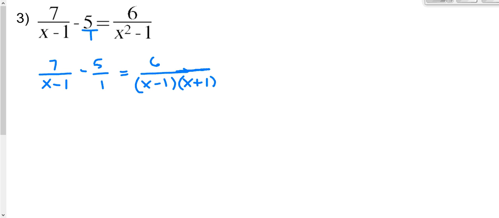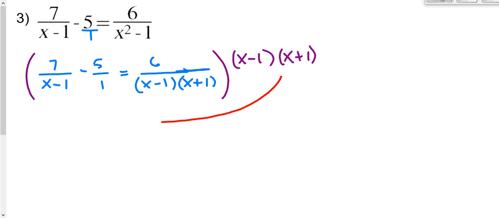Okay, so now again, what we want to do is we want to find the least common multiple of these denominators, and that's what we're going to multiply by in order to clear the fractions. So we need to have an x minus 1, and we need to have an x plus 1. So let's go ahead and do this. Let's multiply our first fraction by both of those, and the x minus 1's will cancel, and we'll have 7 times x plus 1.